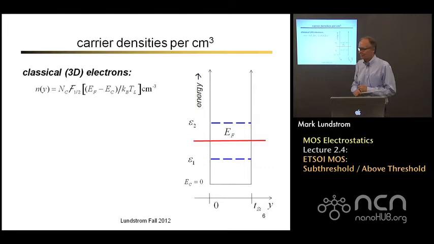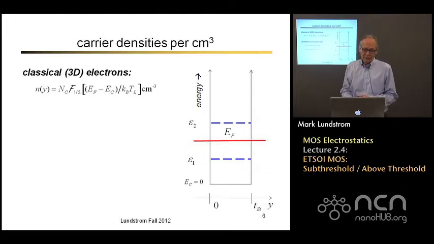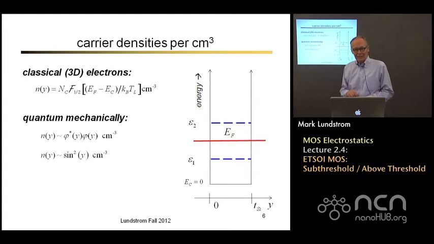Okay, so now let's see if we can figure out what the electron density would be in this quantum well. If these were classical 3D electrons, we would just take our usual relation between the electron density per cubic centimeter and the location of the Fermi level. It's related to that Fermi-Dirac integral, and this effective density of states, which includes things like effective mass and temperature. And this expression would say that the electron density is uniform within the quantum well. But for a quantum mechanical particle, that's not going to be the case.